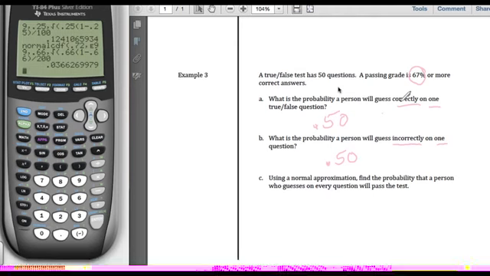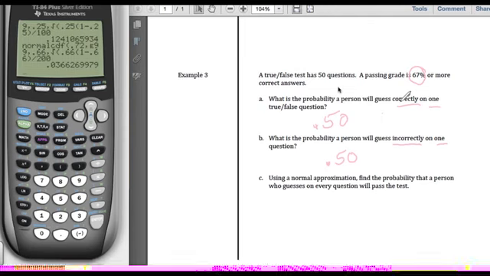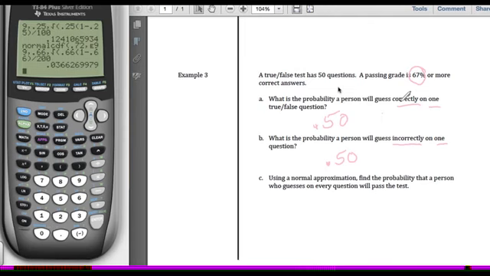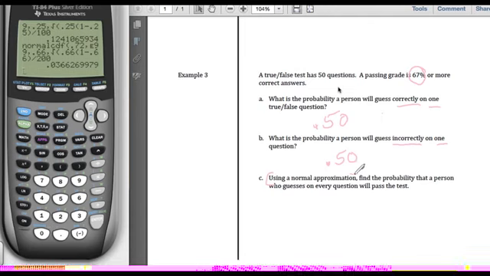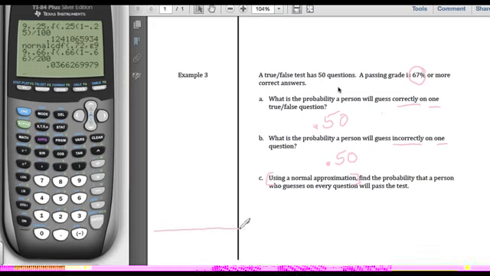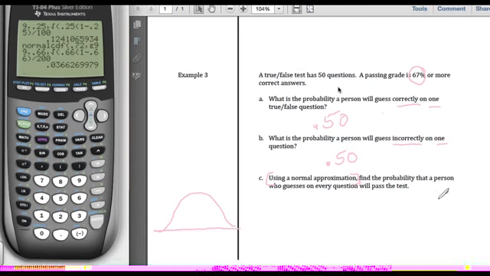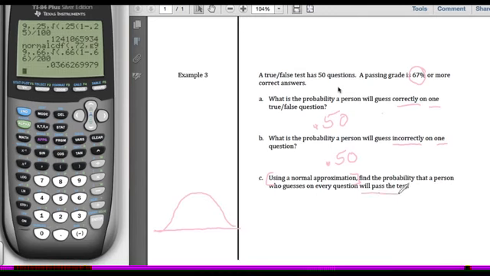So what this tells me is I would expect you to get about half of your true-false questions right if you just go through and randomly guess. Not even read the questions, but just guess true, false, true, true, false. You should have a 50-50 shot, or you should average about a 50 on that test. It says on part C, using a normal approximation. So we don't have to check the central limit theorem here. We're assuming that it's normal. Find the probability that a person who guesses on every question will pass the test.